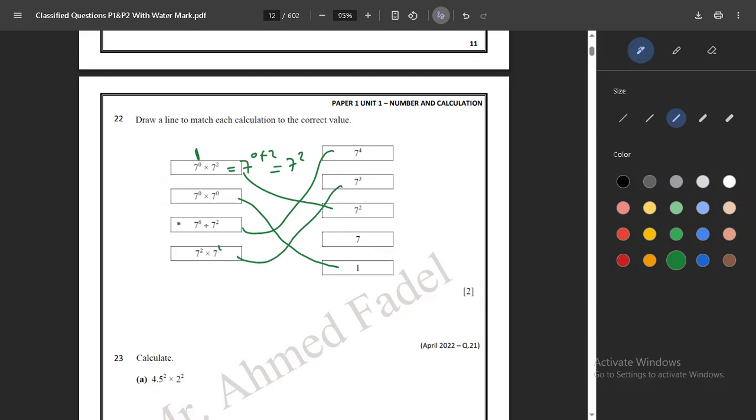Next, how can I calculate this? 4.5 squared times 2 squared. 2 squared is 4. Excellent. 4.5 squared, how can I do it? I don't know how to do it. Well, just do 4.5 multiplied by 4.5. And in Paper 1, we don't use the calculator.